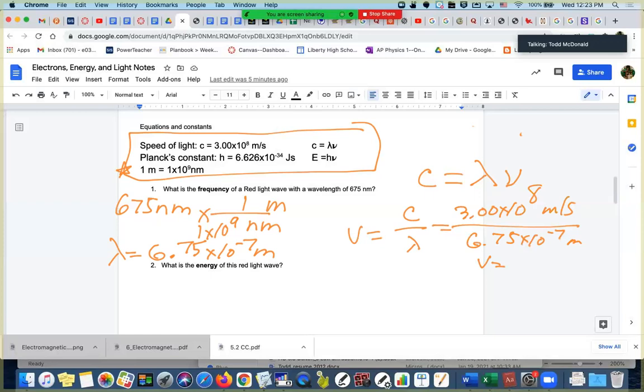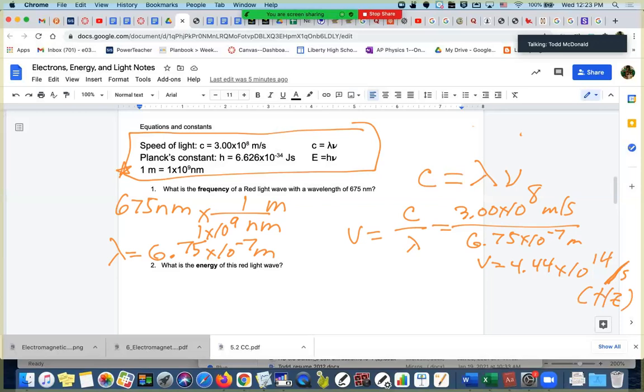Let me try this again. I hit the wrong button. 3.00 times... third time's the charm, 10 to the 8th, divided by 6.75 times 10 to the negative 7th. And I'm going to get 4.44 times 10 to the 14th. Okay. Now, what does this mean? These are waves per second, right? Or you could put hertz. That's fine. So that's our frequency.